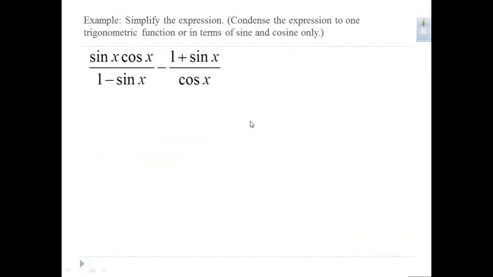Okay, take a look at this example. So it's getting a little bit more complicated. We have two different fractions. So let's see what we can do with this. Again, just go ahead and give it a try on your own. See if you can combine those two fractions together, getting a common denominator, and then come back and see how you did.